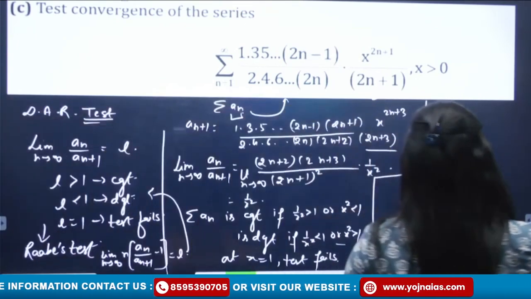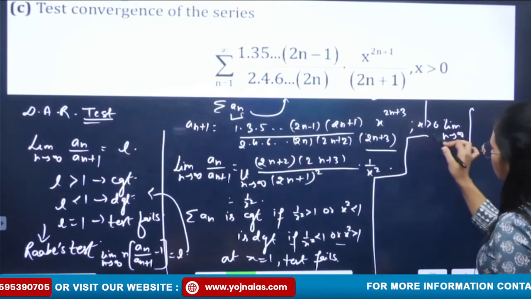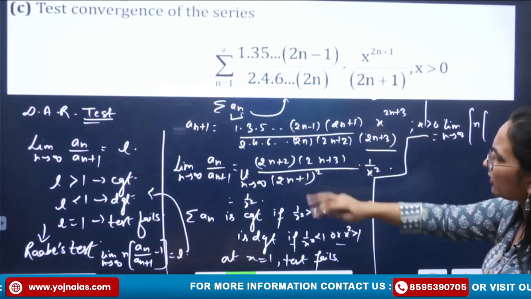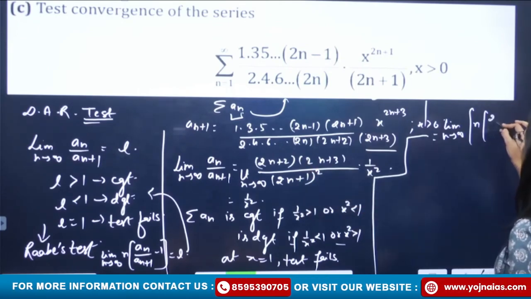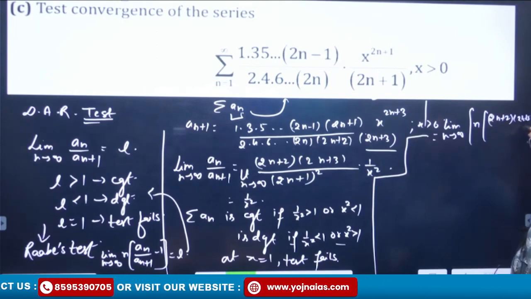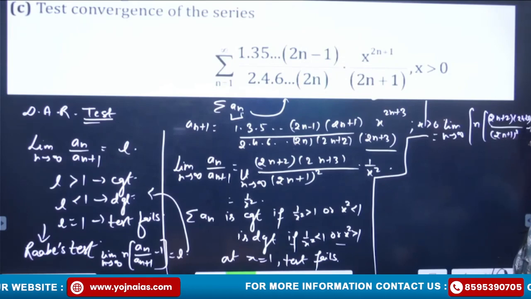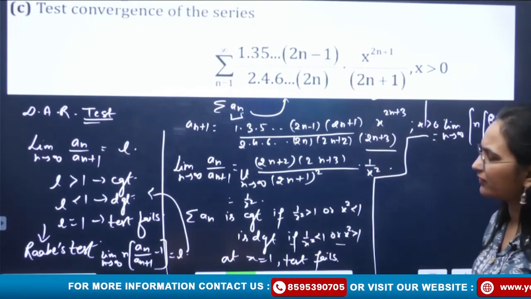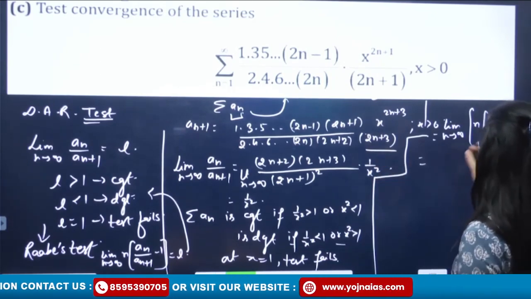What do we get? Limit as n approaches infinity, and you need to check n into an over an plus 1. An over an plus 1 is going to be this one only. We will use this: 2n plus 2, 2n plus 3, divided by 2n plus 1 whole square, and then you need to subtract 1 from this, and 1 by x square. At x square equal to 1, we are checking this, so this is going to be 1 by 1 only, and we will check this.